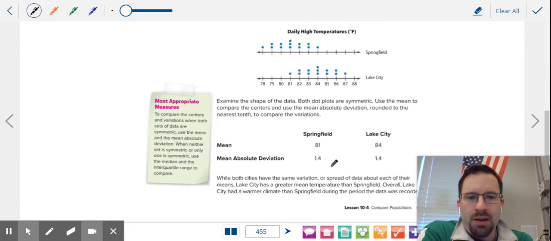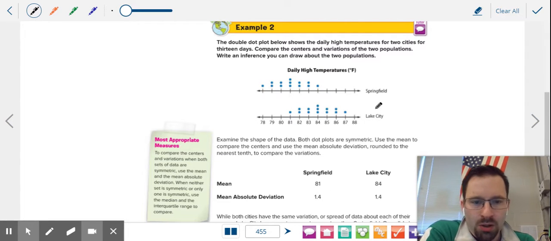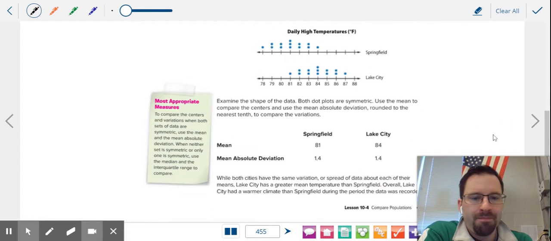Now, line plots, right? We talked about that the other day. You have symmetrical and asymmetrical. These are symmetrical because it's like a mirror. And we can tell Springfield is lower than Lake City. Other than that, it's identical. They have the same median, the same IQR, the same range. The only thing different is the median.